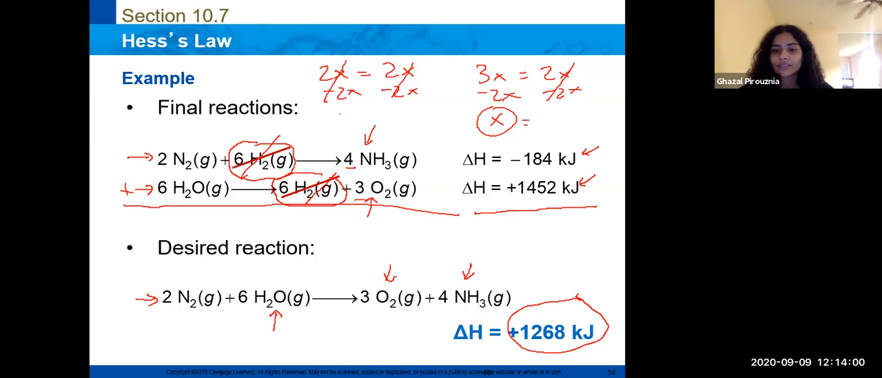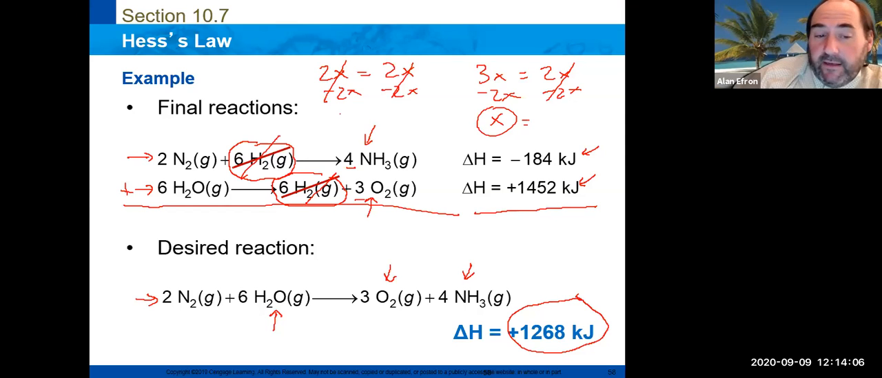So you'll never have to solve for the desired reaction in a Hess's law type problem. They'll always give you, hey, this is your goal, this is what you're trying to find, and then they'll give you all the individual ones. And really, for this type of thing, the only thing you have to worry about is keeping track of what you do to all those individual ones before you add them together. Okay, thank you. You're welcome.